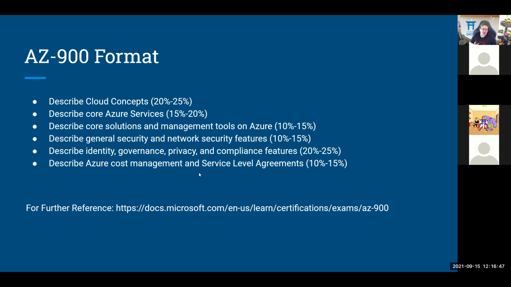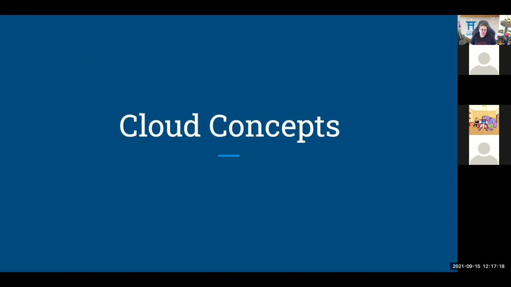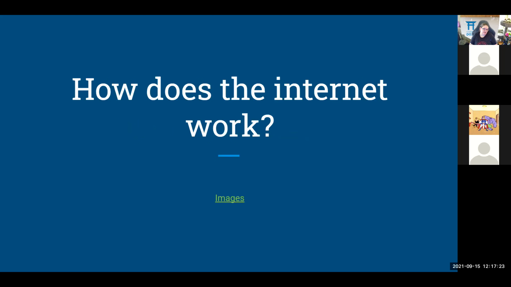So we're going to describe cloud concepts first, then some Azure services, core solutions and management skills, general security and network security features, identity, and other features, as well as cost management and service agreements. Does anybody have any questions so far? All right, we'll go ahead and get started with the cloud concepts.